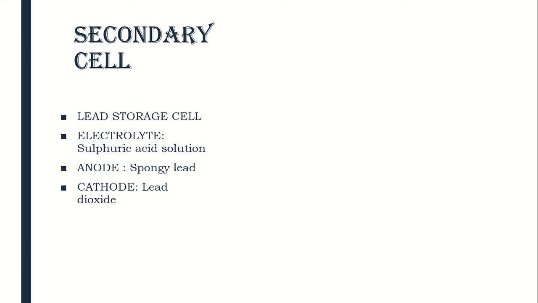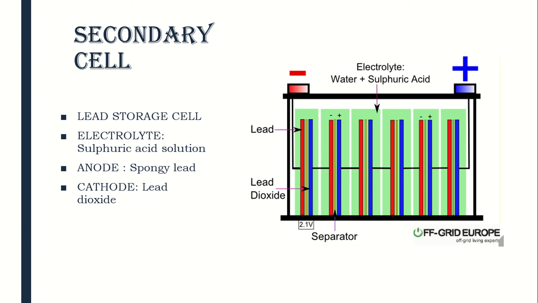Let us now take an example of a secondary cell, a lead storage cell. In the dry cell, in the previous slides, we have seen that the cell gets used up. It cannot be recharged again. But in the secondary cell, the original reactants are regenerated by passing direct current from an external source. That is, it can work as a voltaic cell as well as an electrolytic cell.